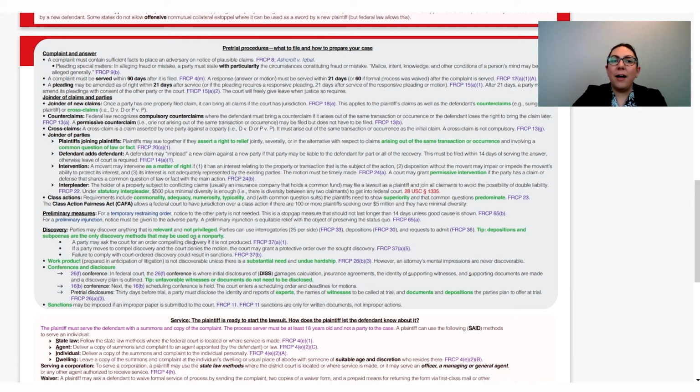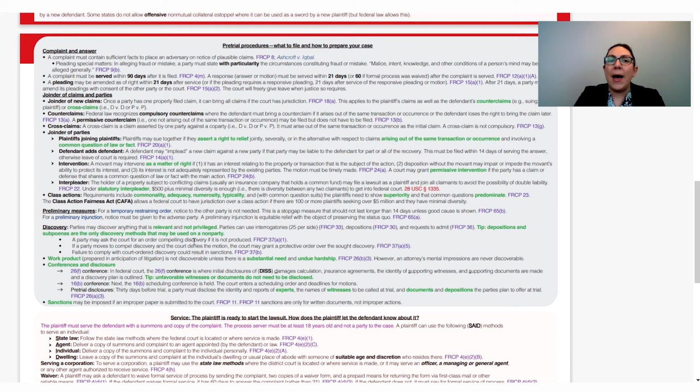Preliminary measures are covered in the Rules of Civil Procedure as well. These are measures such as temporary restraining orders and preliminary injunctions. These are tools the court can use before a full trial can be had to keep things in place, to maintain the status quo before the case is fully and finally litigated via a full trial.